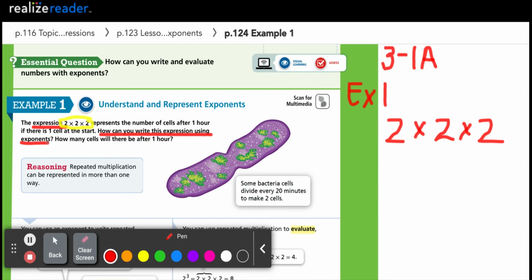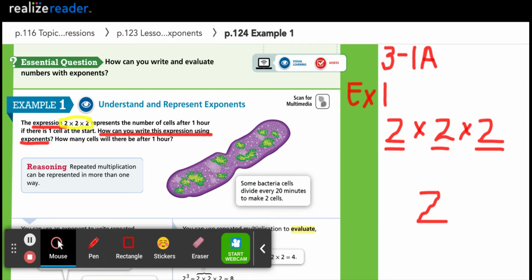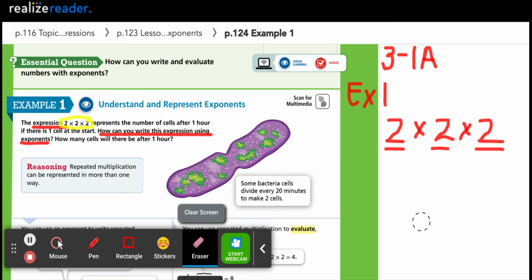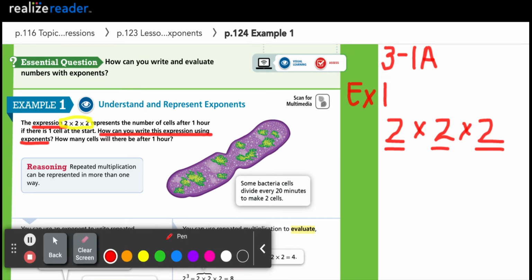So let's look at this. Our base number is going to be the number that's repeating. So what number is repeating here? What number is being multiplied by itself? Well, 2 times 2 times 2. Oh, the 2 is the number that's being repeated. So please write 2 in your notebook. I know it looks a little bit like a Z. And let's label that. The 2 is the base. The 2 is the number that gets repeated.